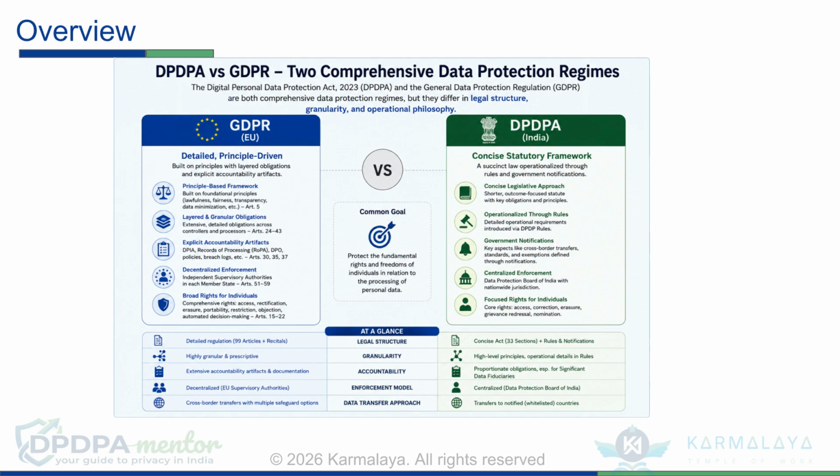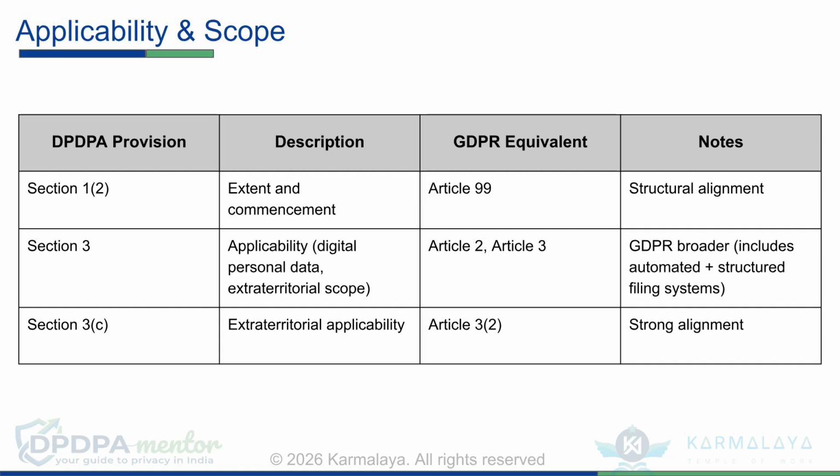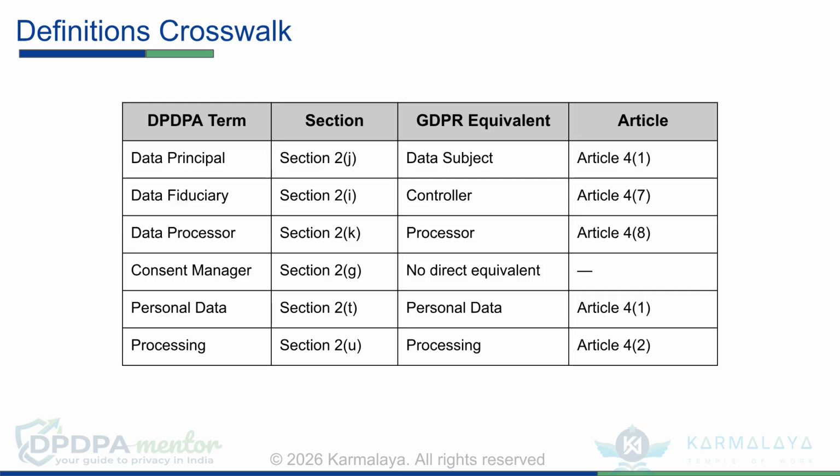Both the DPDPA and the GDPR are comprehensive data protection regimes, though they differ in their legal structure, granularity, and operational philosophy, while sharing a common goal of protecting individual rights. Mapping the applicability and scope of these two regulations can be done by comparing Sections 1 and 3 of the DPDPA with Articles 99, 2, and 3. DPDPA is limited to digital personal data and digitized records, while GDPR is broader. Section 1.2 aligns with Article 99. Section 3 covers extraterritorial scope, similar to GDPR Articles 2 and 3, with strong alignment seen in Section 3C and Article 3.2.